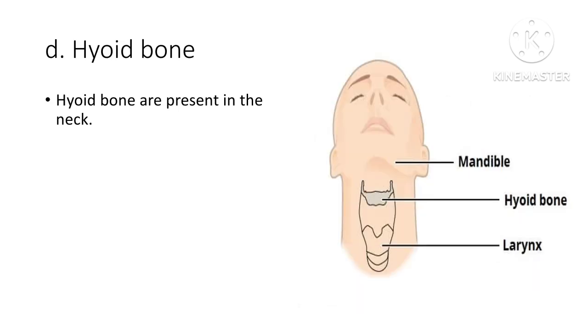The hyoid bone is a U-shaped bone located in the neck between the chin and the thyroid cartilage. It is the only bone in the human body that is not connected to any other bone. The hyoid bone plays an important role in supporting the tongue and providing attachment. It also helps to maintain the shape of the airway, which is important for breathing.